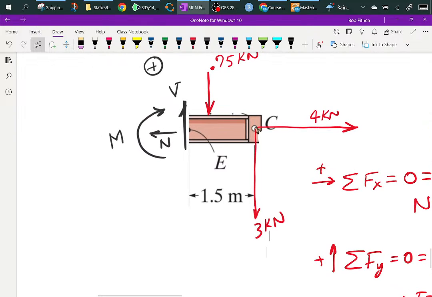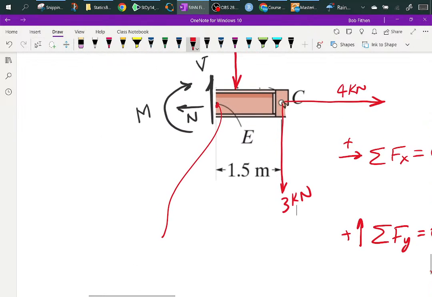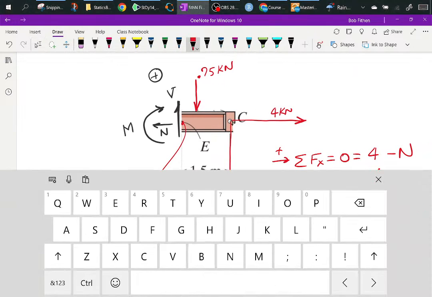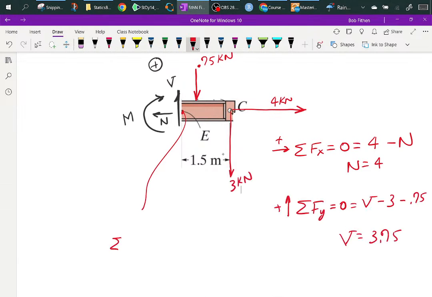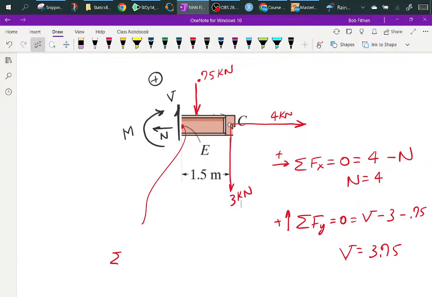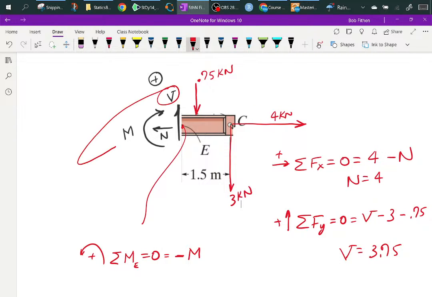So the last one, what you do, generally you take the point you're interested in, and then you sum. I think when you get close to the bottom of the screen with your finger, that pops up. Maybe not. Sum the moments about that point E, which is what you're interested in. And what I'll have is a -M, which is this. And then I got to start figuring out all the moments. This one doesn't produce a moment. These other 2 do. And the V doesn't produce a moment either because it's sitting at the same location.